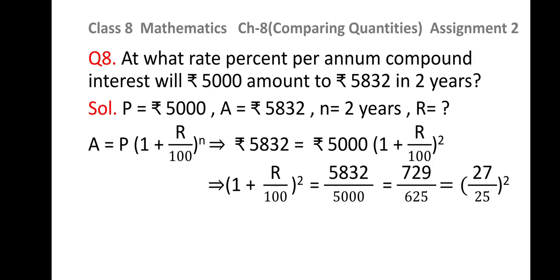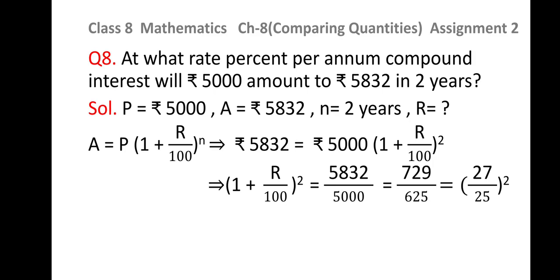So (1 + R/100)² will be equal to 5,832 divided by 5,000. As this 5,000 was being multiplied to (1 + R/100) raised to the power 2, when it is shifted to the left-hand side, it will be in division. So (1 + R/100)² is equal to 5,832 over 5,000. After cancelling, you will get 729 over 625.